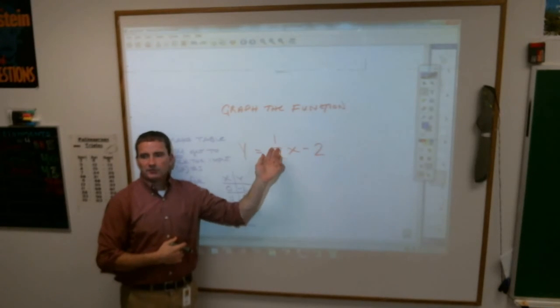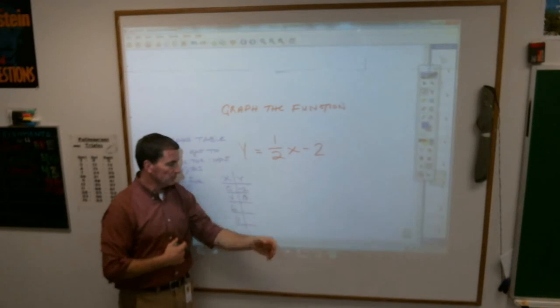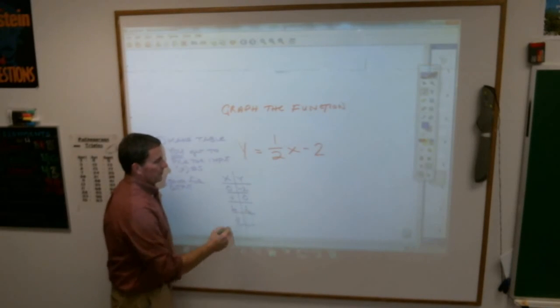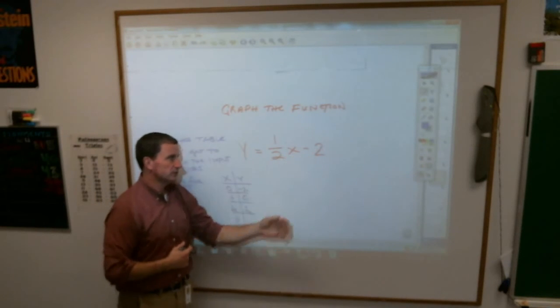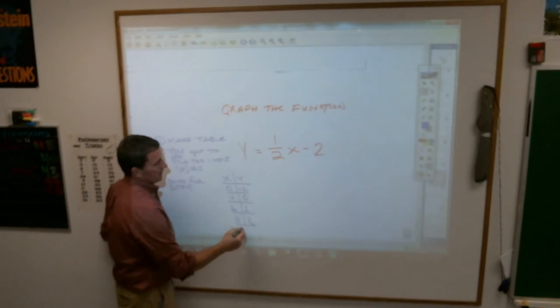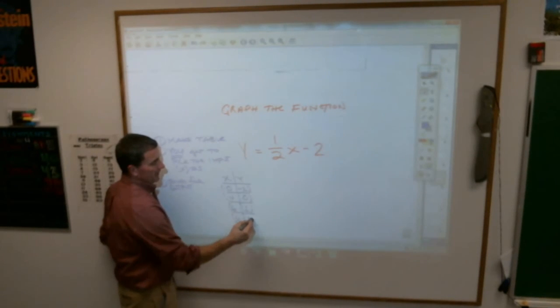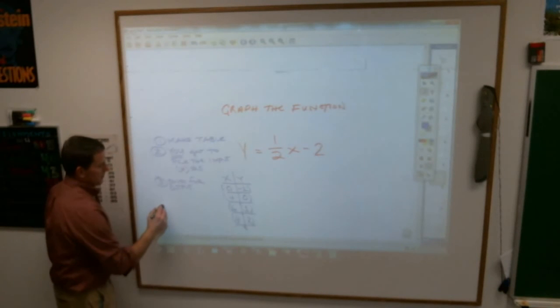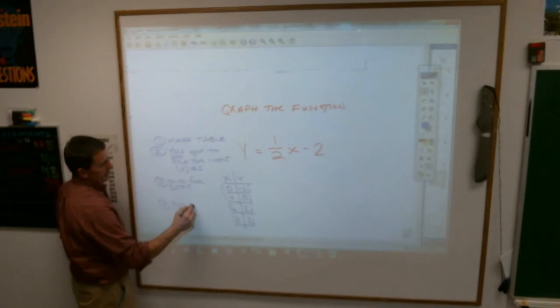Whoever said 0 is right. If I do half of 6, what's half of 6? 3. What's 3 minus 2? If I put 8 in for x, what's half of 8? 4 minus 2 is 2. Now these, children, are plotted points. You are going to take those values and you are going to plot them on a coordinate system.